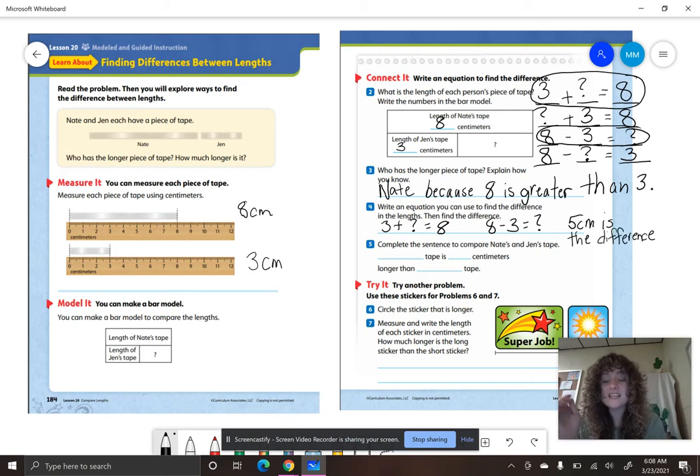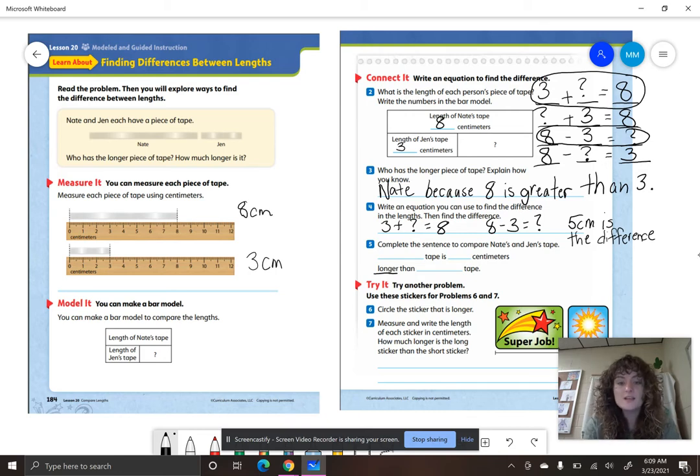All right, Smarties, this is where it gets tricky. So we are going to need to read this more than one time to understand what it's asking us to do. Number 5, it says complete the sentence to compare Nate's and Jen's tape. Blank's tape is blank centimeters longer than blank's tape. Ooh, who had the longer piece of tape?